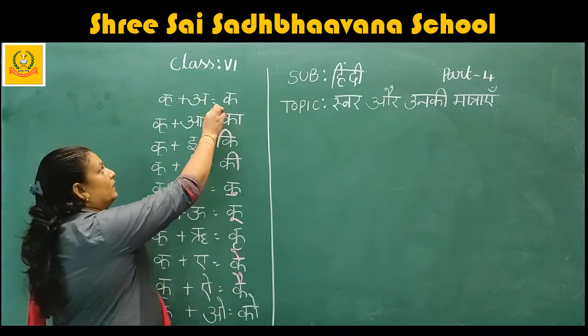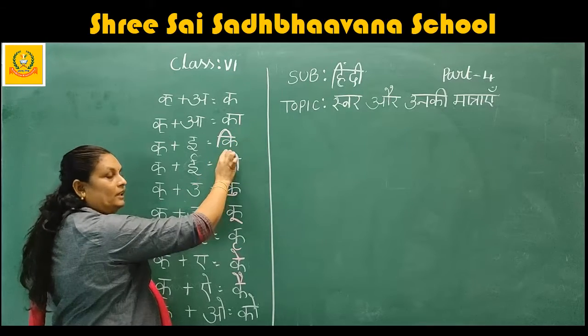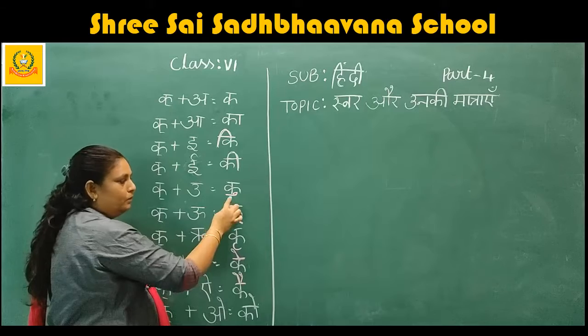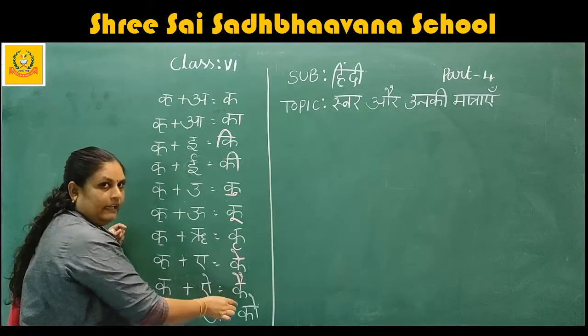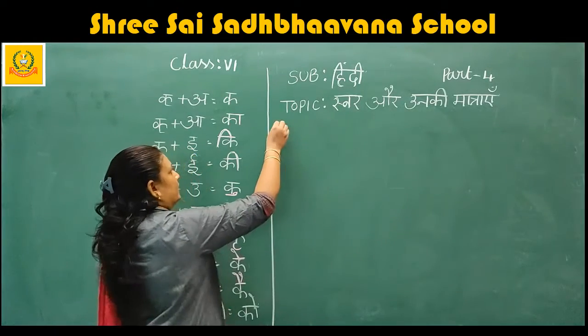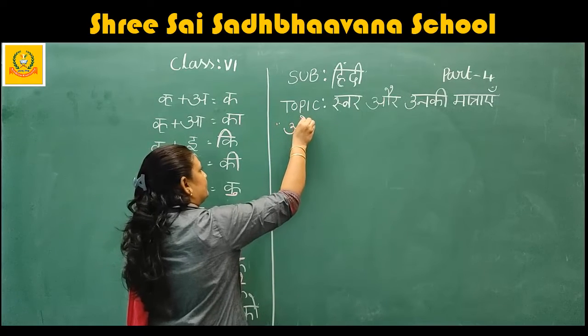Words also I say: ka plus a means kamal, ka means calm, ki means kitab, kira, next kusum, ku, krupa, kela, kailash. Okay children, today we are going to learn the oki matra. Sorry, oki matra.